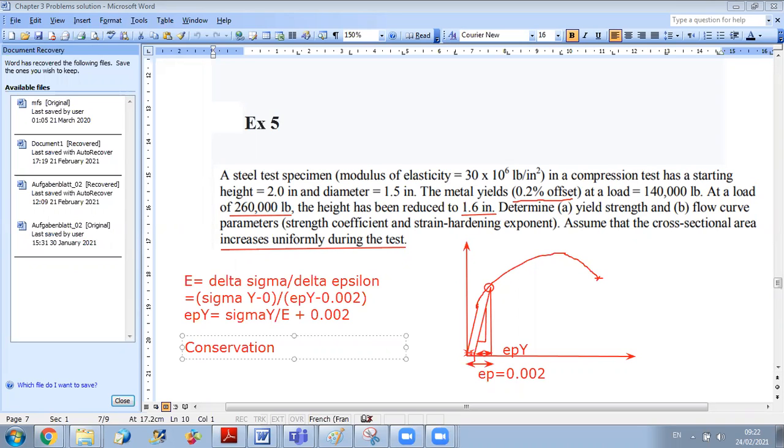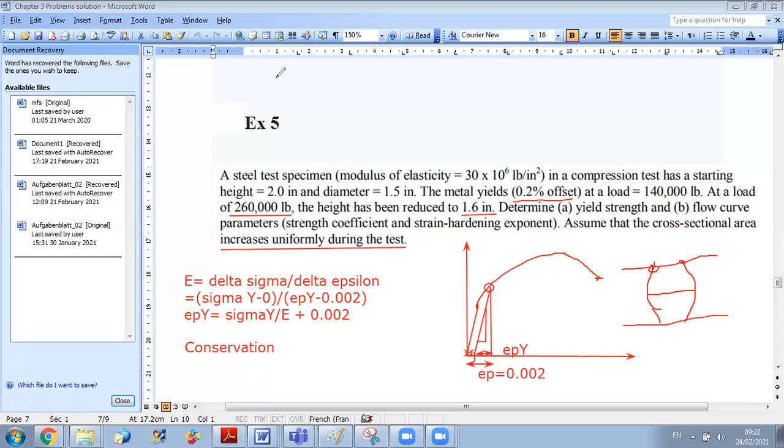In compression, due to compression we have a small deformation, so the specimen will take a barrel shape, because you are compressing between two plates. At the plate contact you have opposition to expansion, which leads to the formation of a higher cross-sectional area in the middle zone. But we will neglect this effect here, since they said to assume that the cross-sectional area is increasing uniformly during the test over the whole specimen.